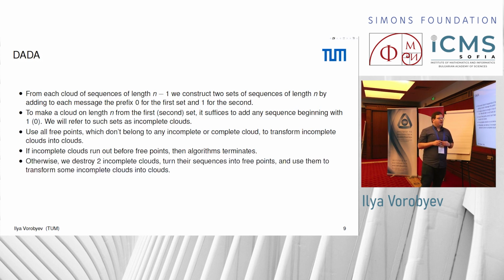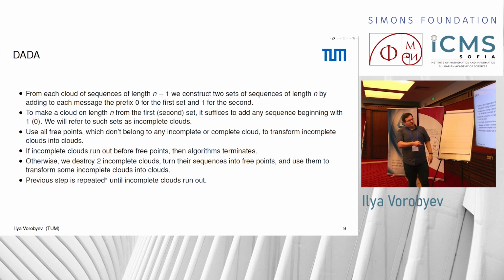But if we have some incomplete clouds, we take two incomplete clouds which start from different symbols, and we destroy them. By destroying, I mean we just make all of these points free points, and we use these new free points to transform some incomplete clouds into clouds. So this is the first step, the double step. This is the delete step. That's why we call the algorithm like this. And we repeat this step until we don't have any more incomplete clouds.